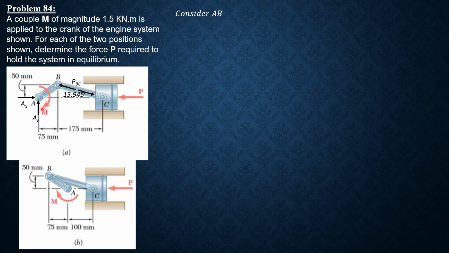So considering AB, summation moment about A equals 0, counterclockwise positive. So PBC, the horizontal component, is counterclockwise. The vertical component upward is also counterclockwise. So both are positive, then equate to clockwise moment, which is 1.5 kilonewton meter. So PBC cosine of 15.945 degrees times 50 plus PBC sine of 15.945 degrees times 75 mm equals M, which is 1.5 kilonewton meter.